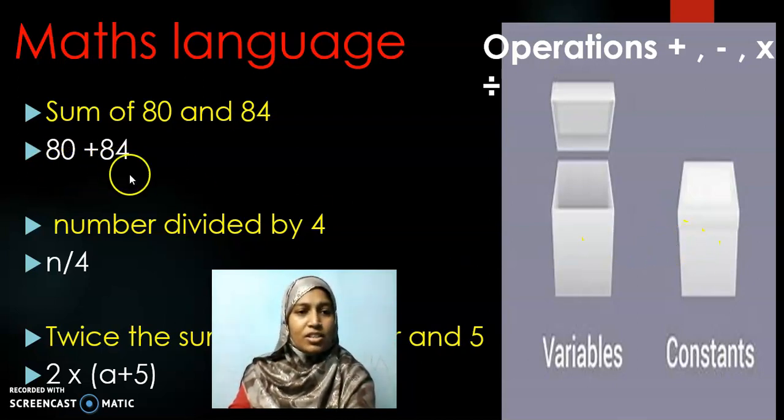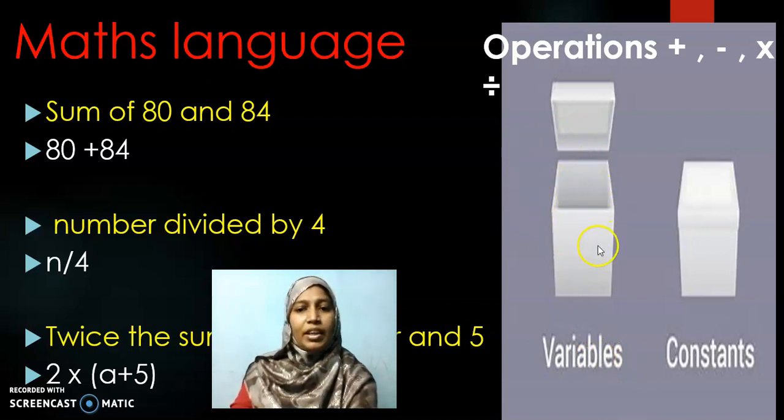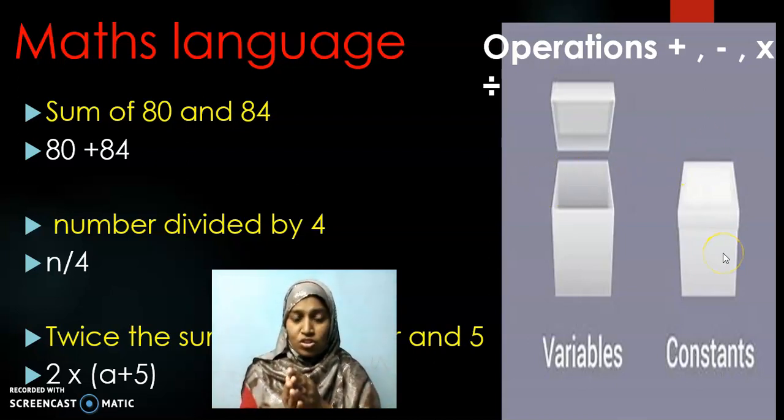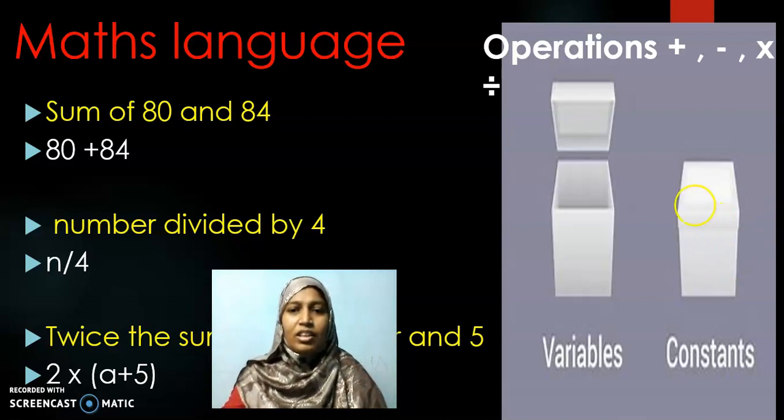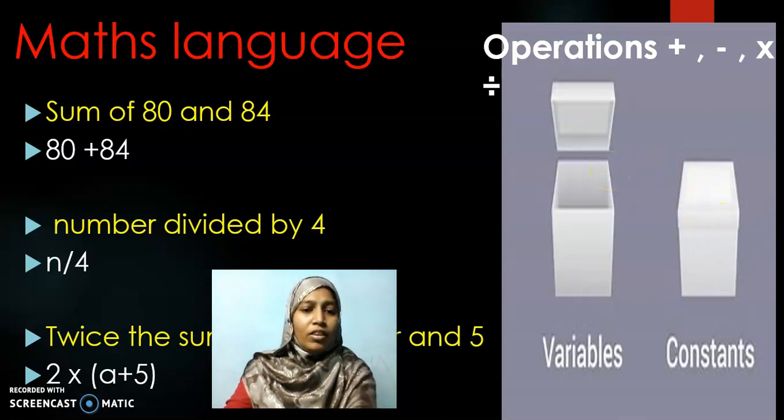Okay. This constant is a fixed thing. I cannot change it. Whereas a variable is an open thing. Any value can be substituted. It is an open box. It can change its value. Whereas a constant is closed. I cannot change it. Once sealed is sealed. I cannot open it if it is fixed with a constant. Okay, children? Now, let's see the definition of variable.